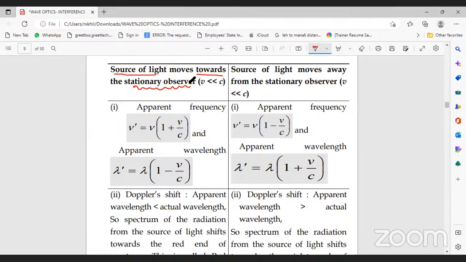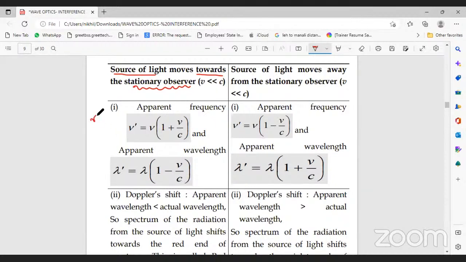Stationary observer. Observer is at rest. Source is moving towards the observer. Then the apparent frequency is given by nu into 1 plus v by c. But apparent wavelength will be lambda into 1 minus v by c.